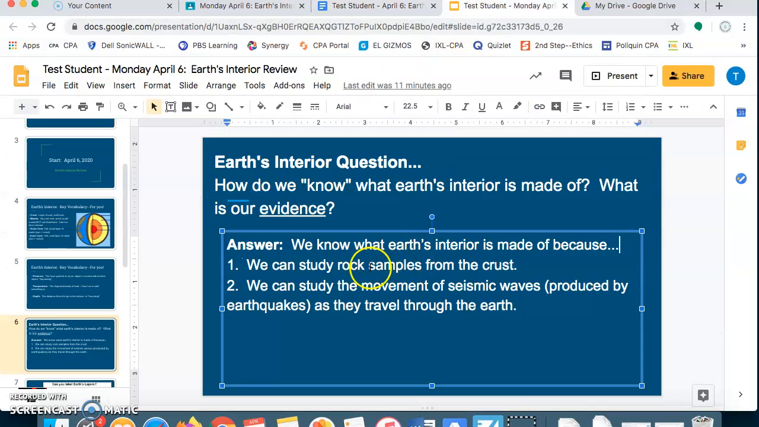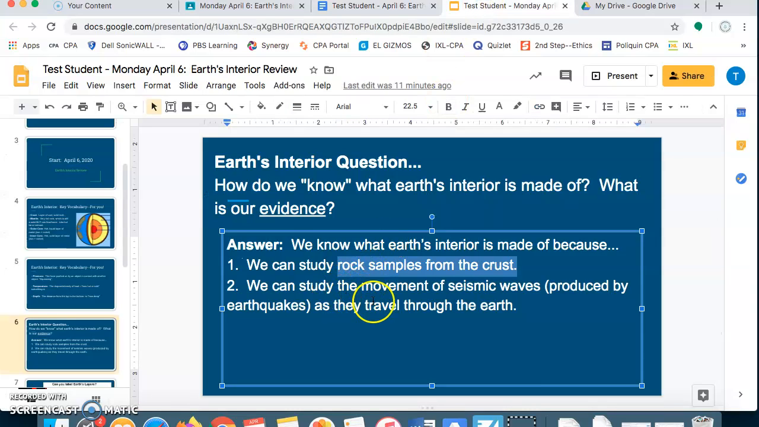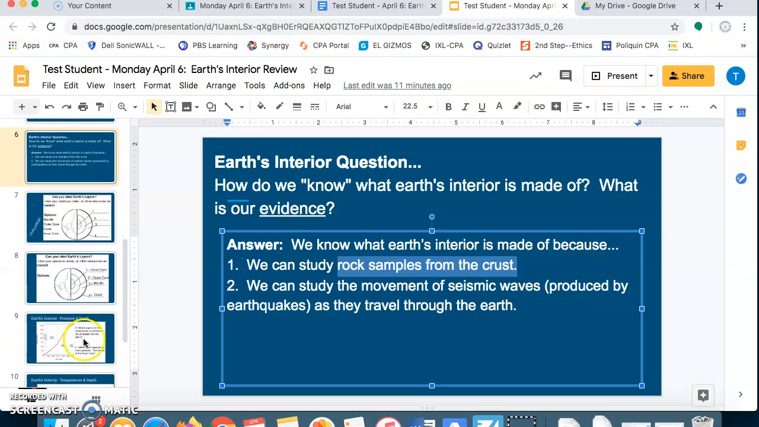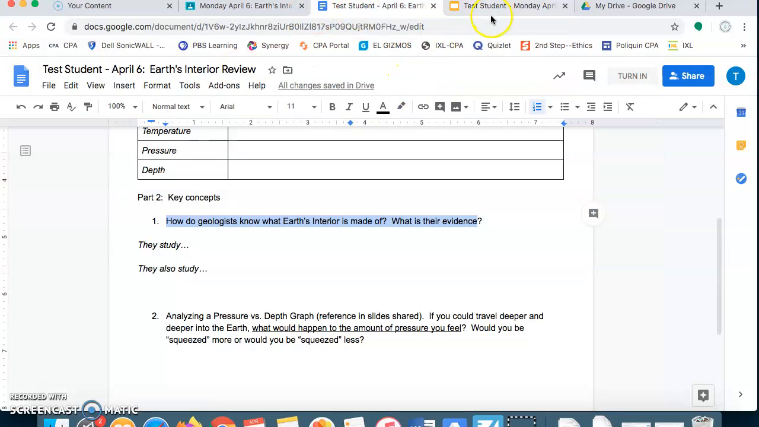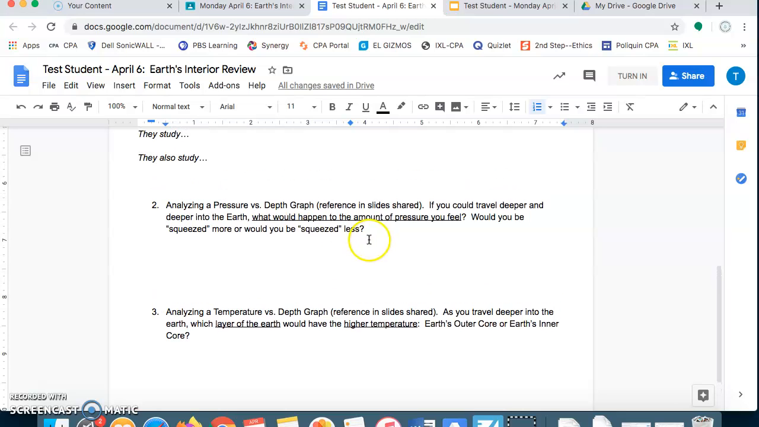Well, it seems to be that they study rock samples from the crust. Seems to be one answer. And then they also study, well, take number 2 and put it into your own words. What else do we study? Okay, let's see. So 2 and 3: analyzing a pressure versus depth graph, referenced in the slide shared.